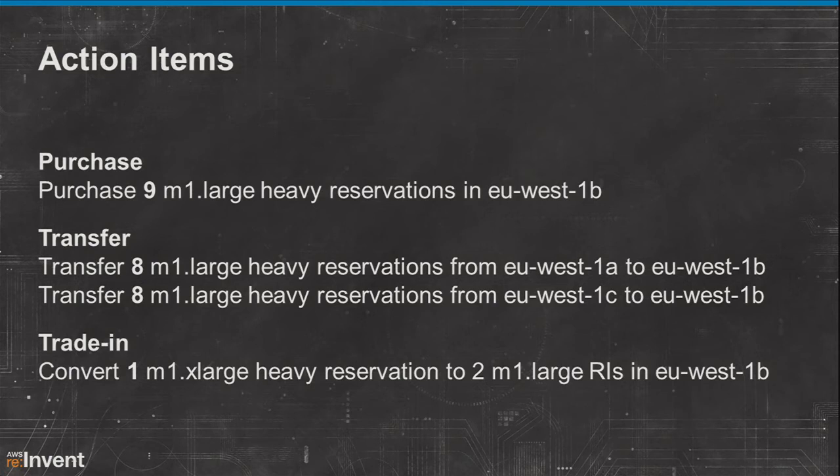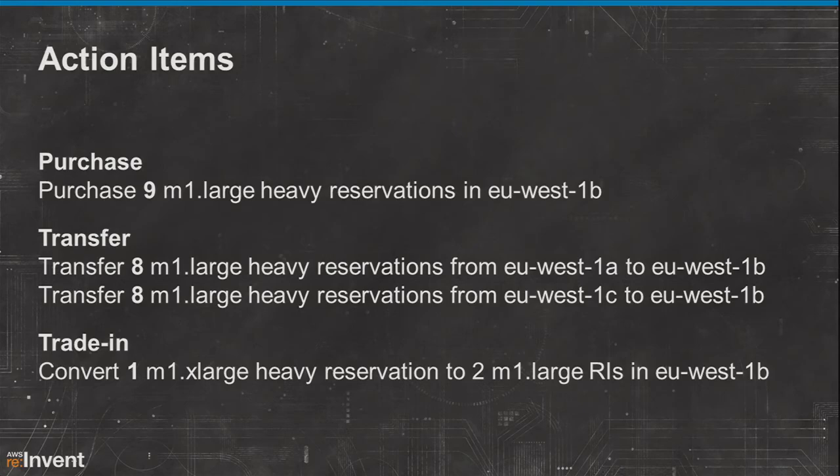And then we identify action items. This is awesome, but also really complicated to try and do on your own in many cases. So we're identifying what you should purchase. We're identifying what you should transfer. So transfer 8 M1 large heavy reservations from US East 1A to 1B. That is the move-between-AZ program that Amazon has introduced. And then finally, we identify reservations that you should trade in. So convert 1 M1 xlarge heavy reservation to 2 M1 large RIs in a particular AZ.